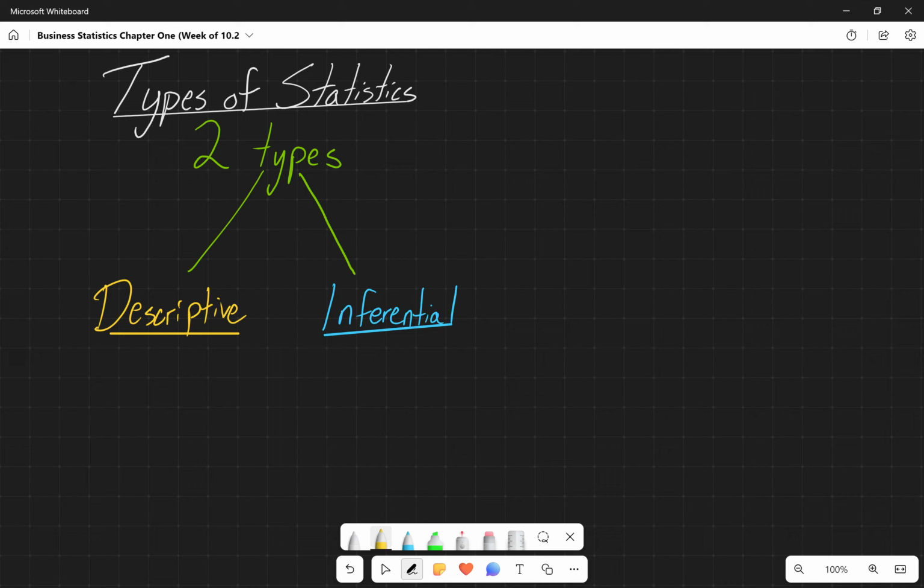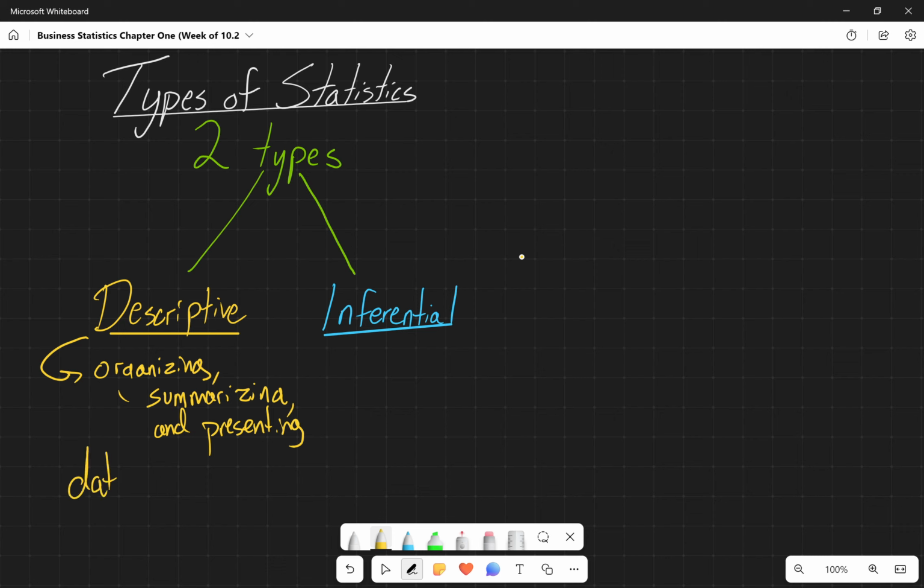So a descriptive statistic is when we are organizing, summarizing, and presenting data of a population in an informative way.